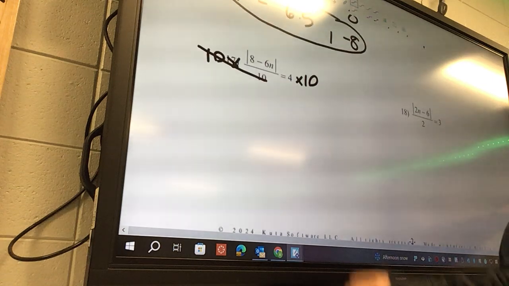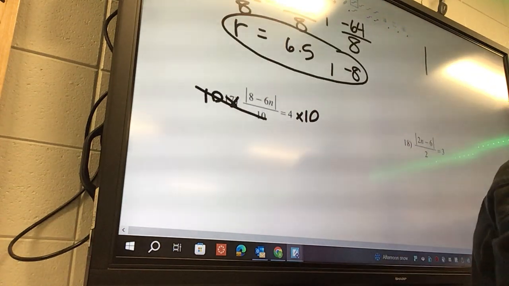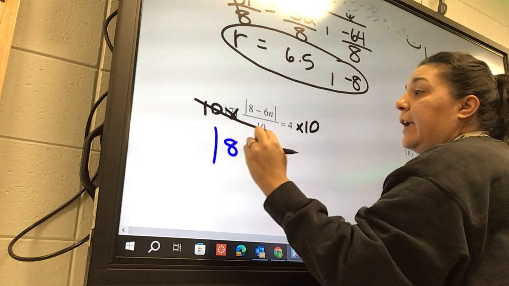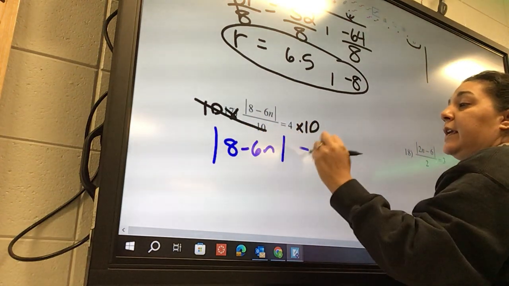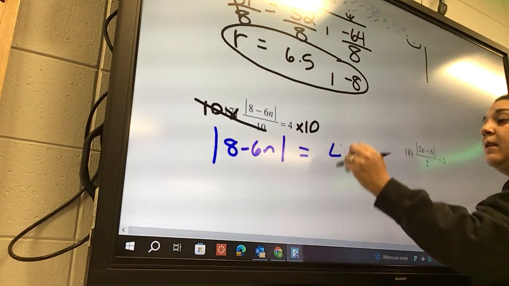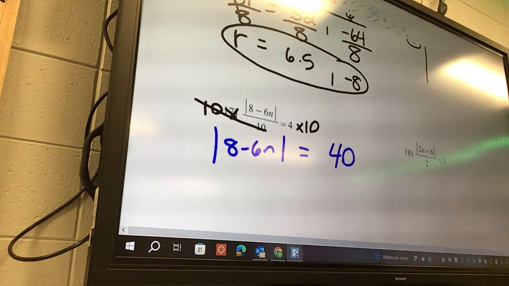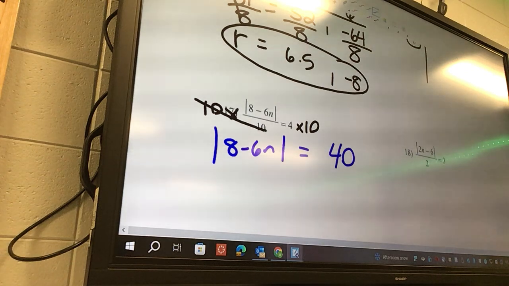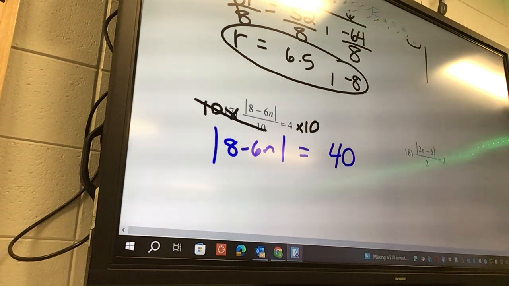What I'm left with is bar 8 minus 6n bar equals what? 40. Now if we're looking at it, is everything on the inside of the bars? Yes, and so now we can say comma and also put a negative 40. So we're going to say comma negative 40.